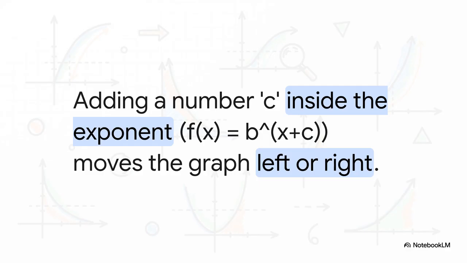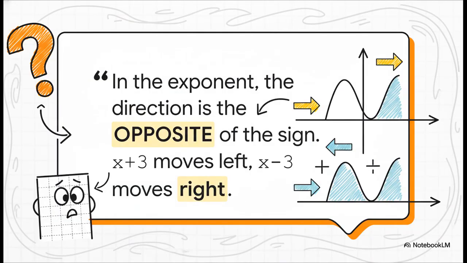Okay, now for the horizontal shift. This happens when you add or subtract a number right up there next to the x in the exponent. This instruction slides the entire blueprint left to right. But there's a little catch here. This is the one weird rule that tries to trip everybody up, so listen close. In the exponent, the direction is the opposite of what the sign tells you. So x minus 3 doesn't go left, it actually moves the graph to the right. And x plus 3 moves it to the left. Just gotta remember, inside that little exponent world, things are kind of backwards.